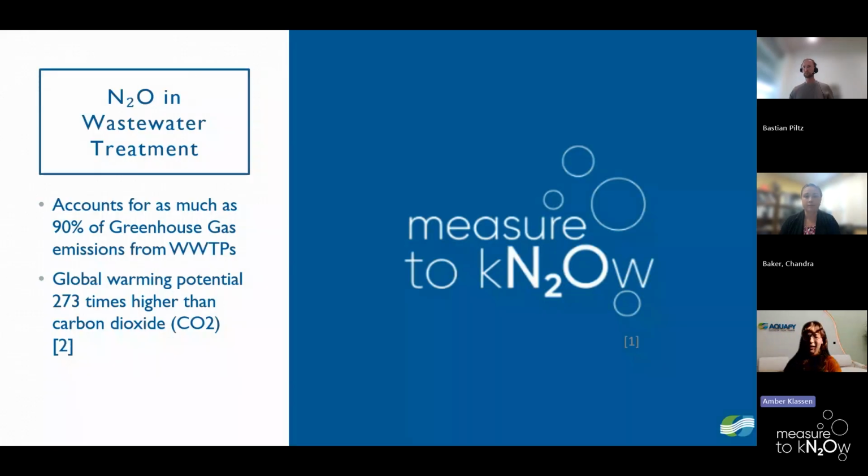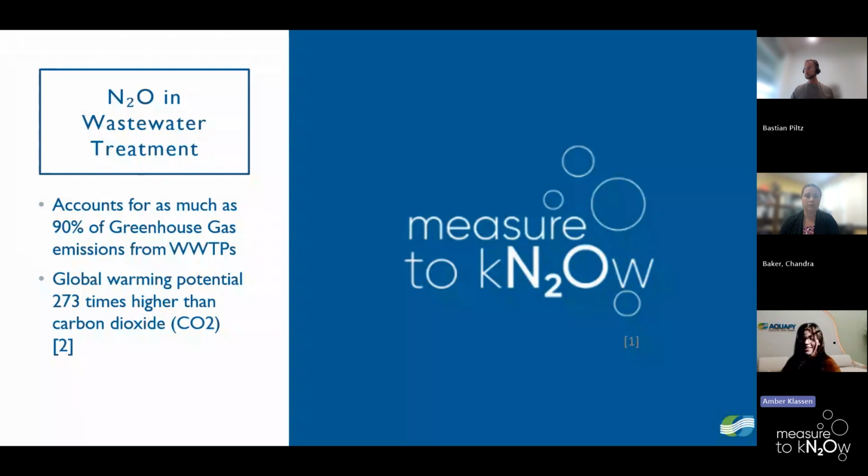So I'd like to start off this presentation by reminding us why it's important and why we're here and why we care. N2O accounts for as much as 90% of greenhouse gas emissions from wastewater treatment plants. N2O has a global warming potential 273 times higher than CO2. This means for us as an industry that it's really important to try to reduce our emissions of N2O to help significantly reduce our environmental impact.